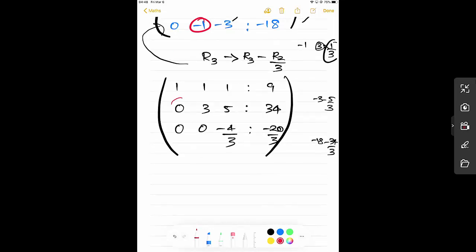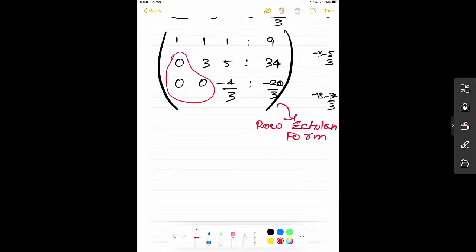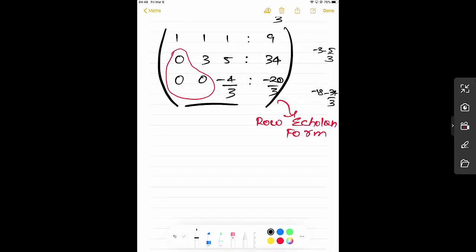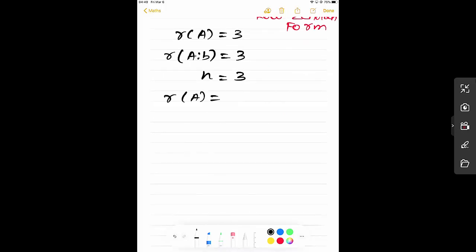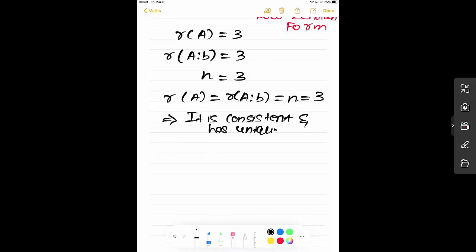So we have formed the upper triangular matrix, and very important, this format is also called row echelon form. From this, what is the conclusion we can write? When you consider this matrix, the rank of A is the number of non-zero rows, 3. When you consider the full matrix, that is the augmented matrix, the number of non-zero rows is 3. And we already know how many unknowns? 3 unknowns. So as per the condition, the rank of A equals the rank of the augmented matrix equals the number of unknowns, equal to 3. All the values are the same, which implies it is consistent and has a unique solution.